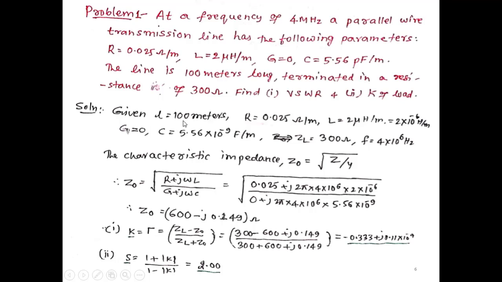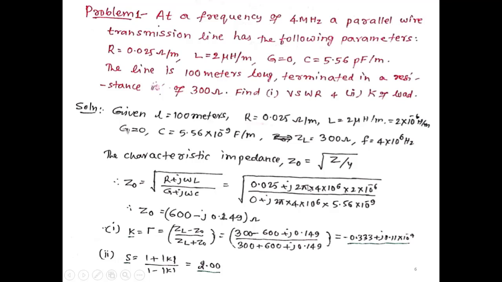Here it is given that the length of the line is 100 meters, R is equal to 0.025 ohm per meter, L is equal to 2 microhenry per meter, equal to 2 into 10 raised to minus 6 Henry per meter, G is equal to 0, C is equal to 5.56 picofarad per meter, and ZL is equal to 300 ohm, f is equal to 4 megahertz, which is 4 into 10 raised to 6 hertz. Therefore, the characteristic impedance is given by Z0 is equal to square root of Z by Y. We substitute Z is equal to R plus j omega L and Y is equal to G plus j omega C.